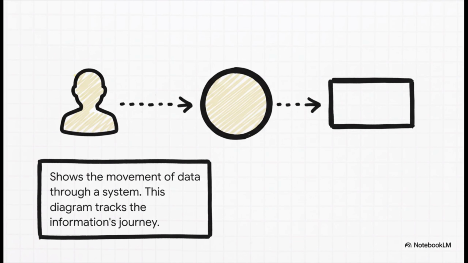And our third one is the data flow diagram. Now, this one isn't about the roads, it's about the traffic on those roads. It actually tracks the information itself as it moves through the system. It shows us where data comes from, like, say, you filling out a form on a website, how it gets processed, and where it ends up being stored. It's all about the journey of the data.